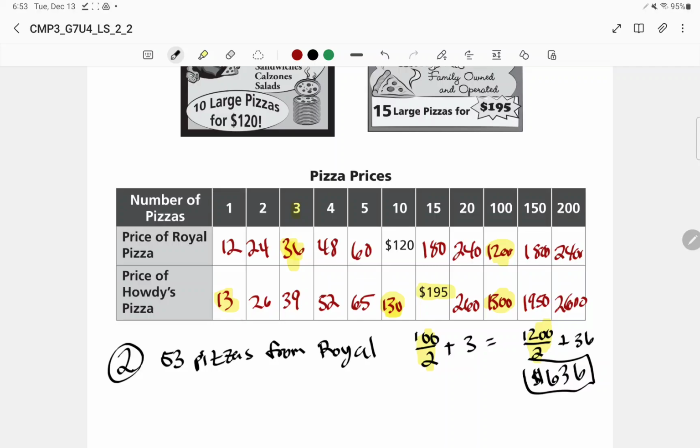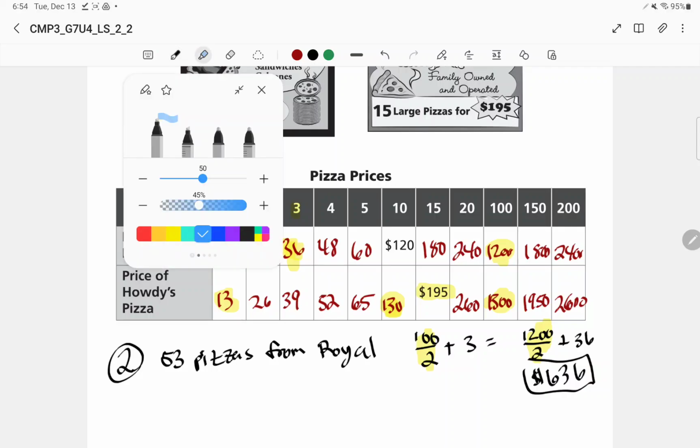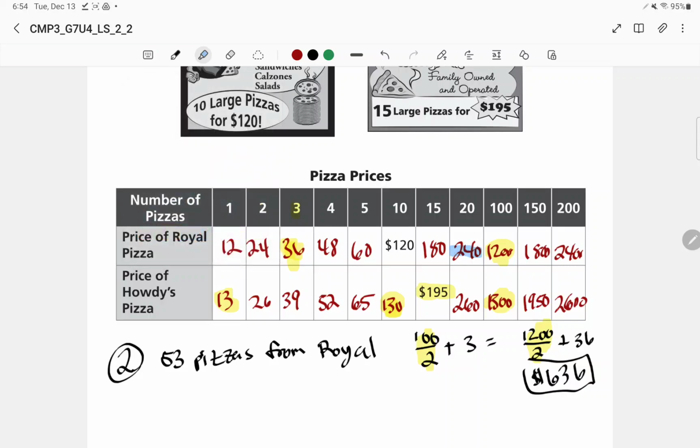Number 2, how much will 27 pizzas from Howdy's cost? So for the 27 pizzas, there's a couple different ways you could do this. Let me highlight this a different color. You could take 20 plus 5 plus 2 to get that total cost of 351. So for number 3, your answer is 351. There's multiple ways to go about getting that, but if you look in the blue highlighted, I took how much 20 pizzas cost plus how much 5 pizzas cost plus how much 2 pizzas cost.